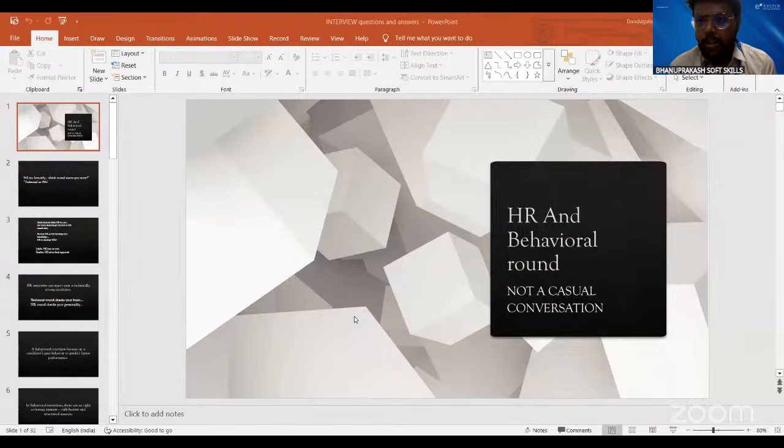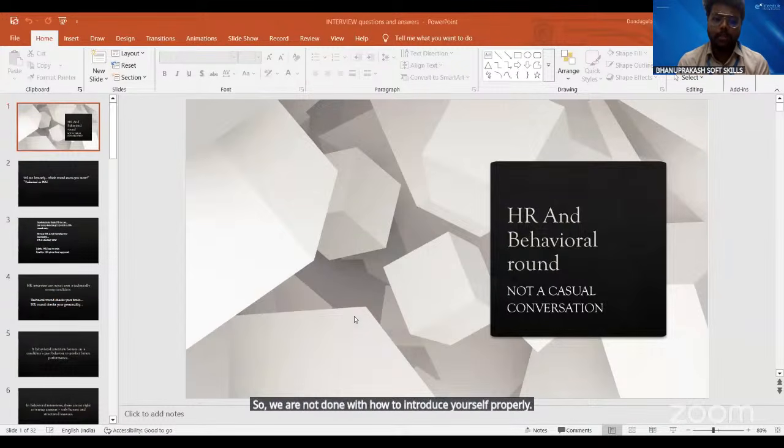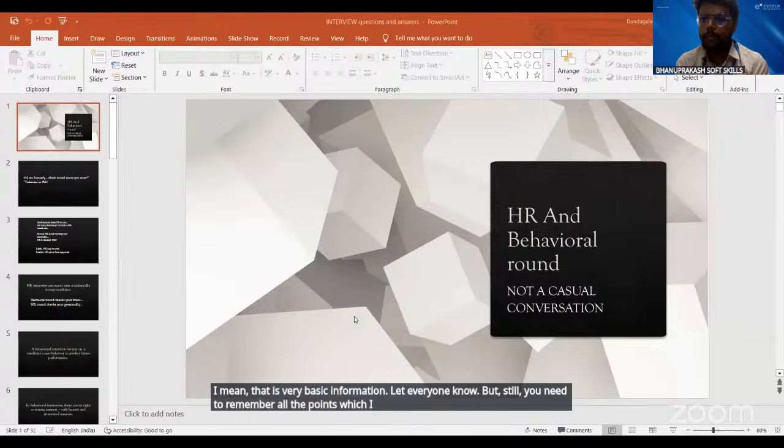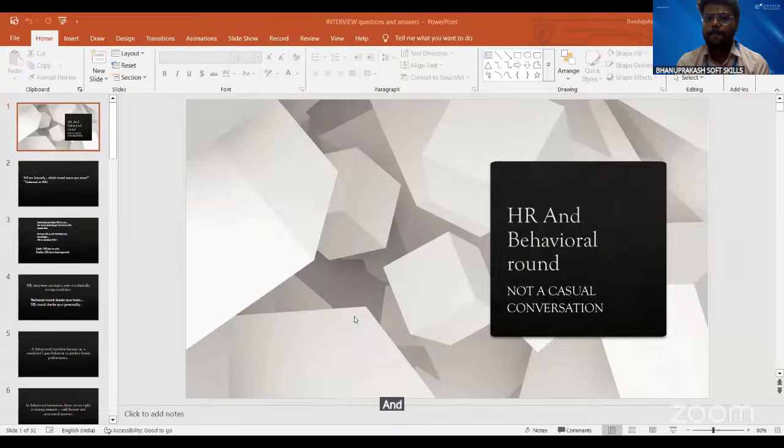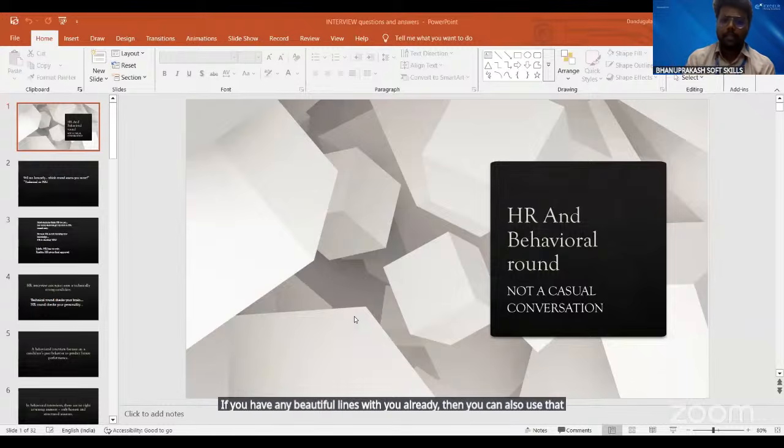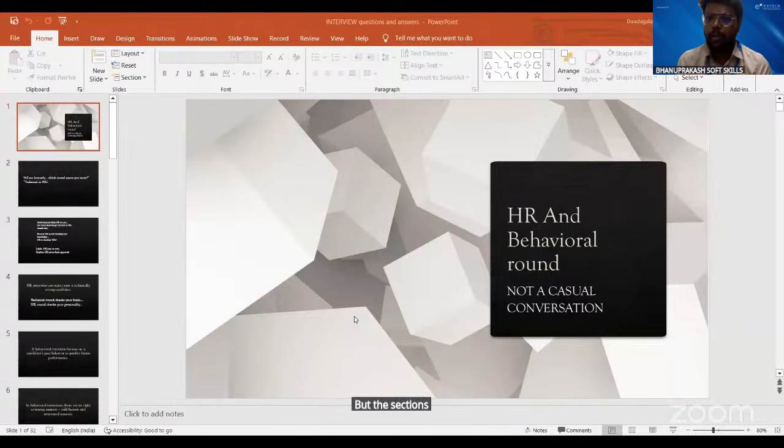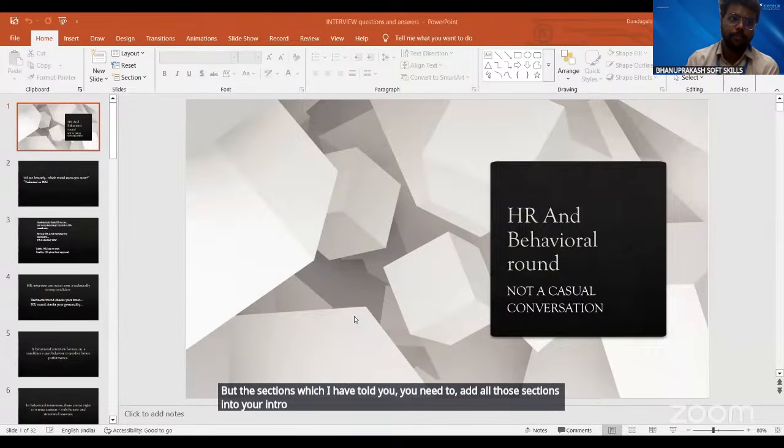So we are now done with how to introduce yourself properly. That is very basic information that everyone knows, but still you need to remember all the points which I told you. And if you have any beautiful lines with you already, then you can also use that. But the sections which I have told you, you need to add all those sections into your introduction.